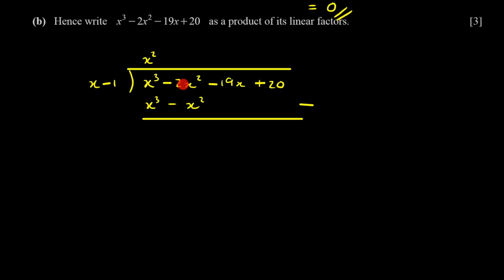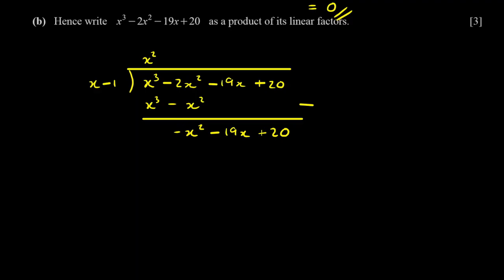Now we've got to be careful. Minus 2x squared minus x squared, which means we're actually going to be adding x squared, is equal to negative x squared there. You need to be super careful there. When you've got a minus, what you're actually doing is you're adding. Okay, now this is our new leading term.